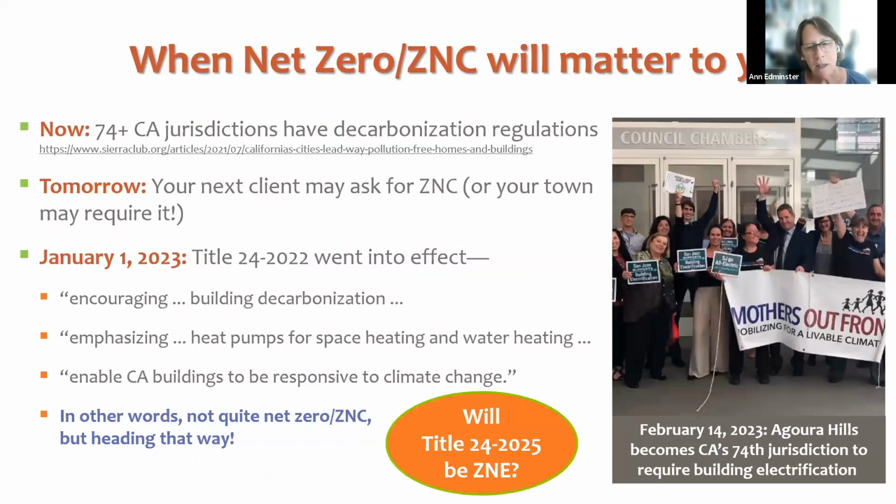policy. Now, getting a little more personal to architects in practice, what we are seeing is that we now have, and this is, last time I checked, a couple months ago, at that point, a minimum of 74 California local jurisdictions that have put one or another type of decarbonization regulations in place. And actually, there's a link here to Sierra Club where they're keeping track of all these jurisdictions.